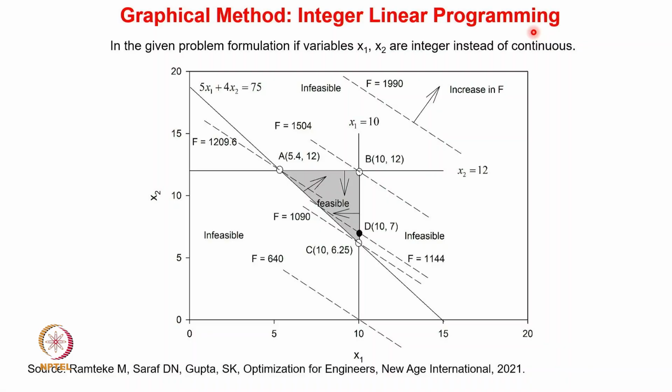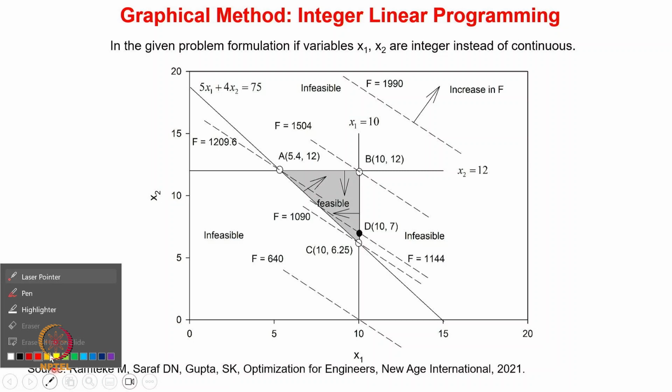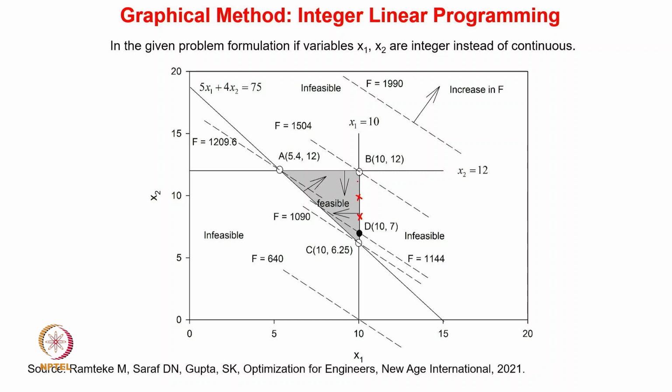See, when we are imposing that x1 and x2 should be integer, in that case we have to only look at the points with integer values. So you can see that we can draw a grid here, and this grid should satisfy what? This grid should satisfy the integer condition of the variables. So you can see that I have drawn the grid where all these points satisfy the integer requirements. And this is the optimum solution which we have obtained by solving the linear programming.